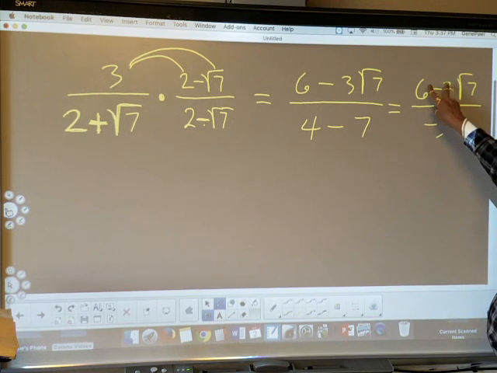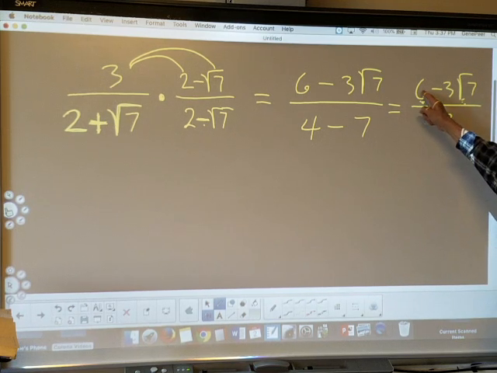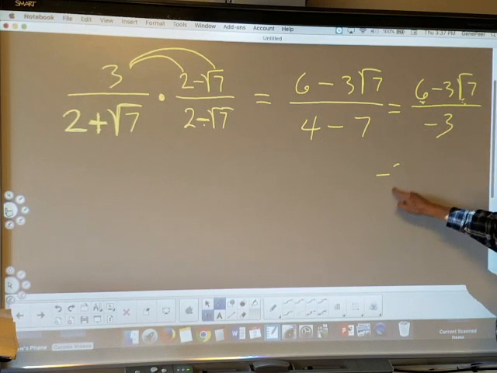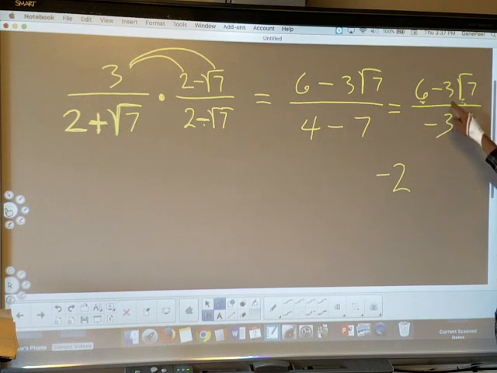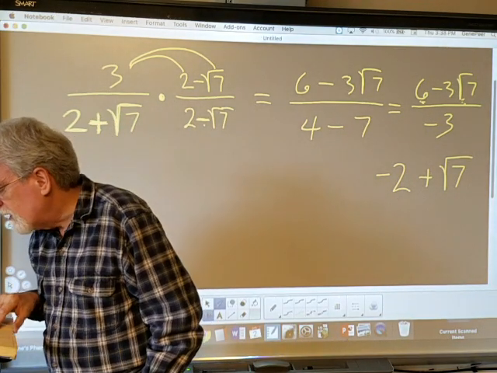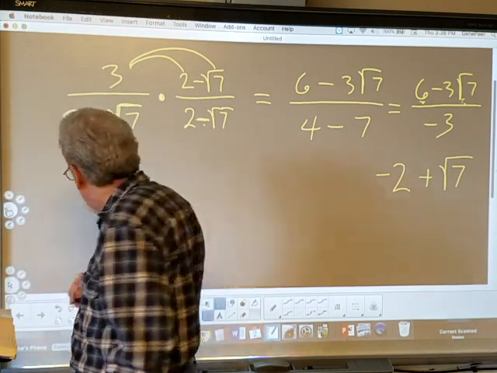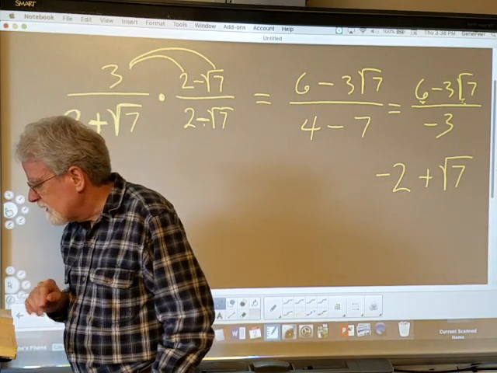We could factor out a 3 and cancel the 3's. Or we can think of it as simply dividing both of these terms by negative 3. If I divide both of these terms by negative 3, what happens? 6 divided by negative 3. And then negative 3 divided by negative 3 cancels and becomes a positive. And our final answer is negative 2, square root of 7. Checking my answer in the book to make sure I didn't do anything silly. Yep, there it is. Negative 2 plus square root of 7. Let's do another one.